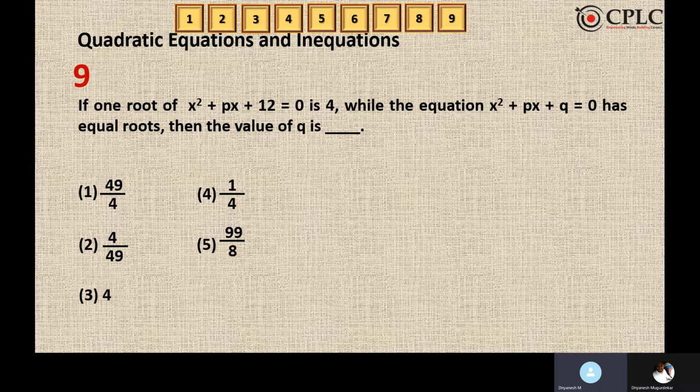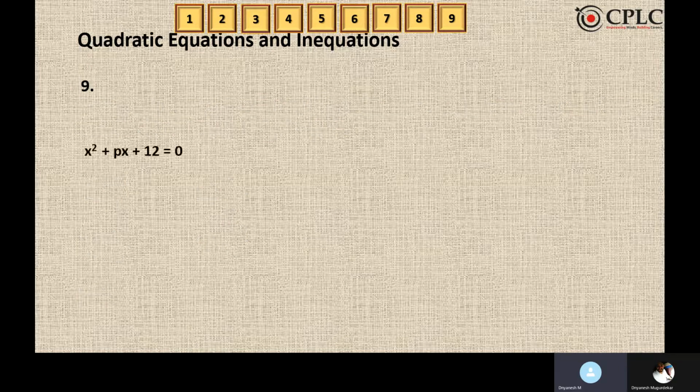But in the second equation, for that we need at least the value of p, which we will get from the first line of the question. So 4 is one of the roots of the equation. A root should satisfy the equation. So what we can simply do is substitute the value of x as 4. When we substitute x as 4, we get the value of p, which turns out to be minus 7. And substitute that value of p in the second equation.